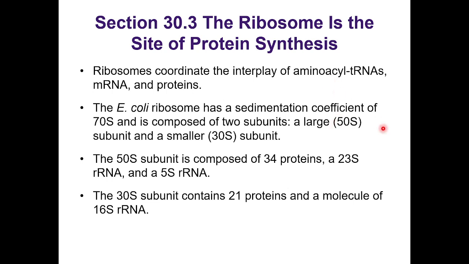Okay, so the ribosomes, these are going to coordinate the interplay of the amino acyl tRNAs, the mRNA, and the proteins. These are the ones that will actually be the machinery that takes your nice little tagged amino acids, fits them in with the mRNAs, and then connects the things and then it's out to states. So the E. coli ribosome is going to have a sedimentation coefficient of 70. By the way, that's what that 70S actually meant. And this is going to be composed of 2 subunits. We have the large subunit, which is 50S, and then the 30S smaller subunit. By the way, does that add up to 70?